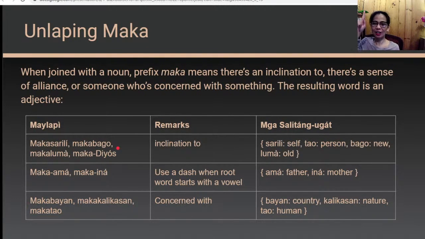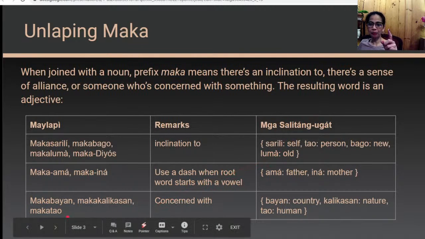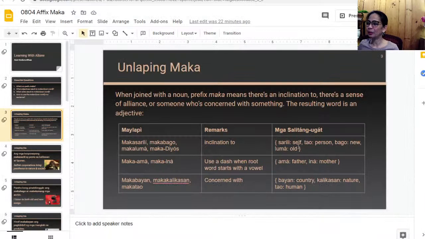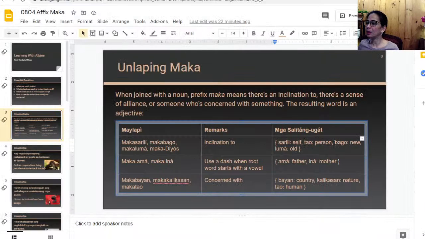Makadios. Yes, I think this is nice. Okay, from the word sarili. Sarili means self. And then of course, tao, makatao. Oh, there's no tao here in my example. Anyway, let me check. Tao is not included here, but it must be in the other, because I moved that makatao here. Okay, now I'm good here.